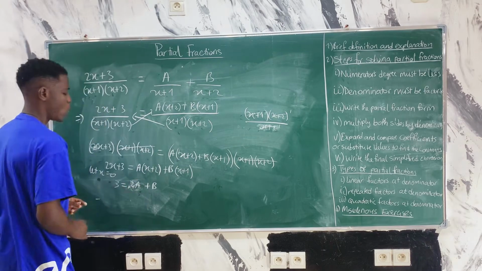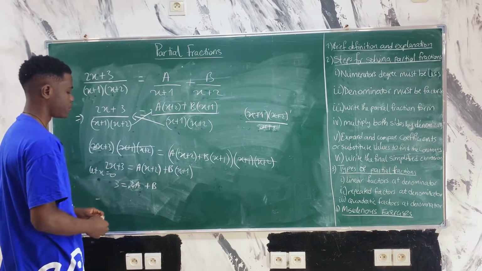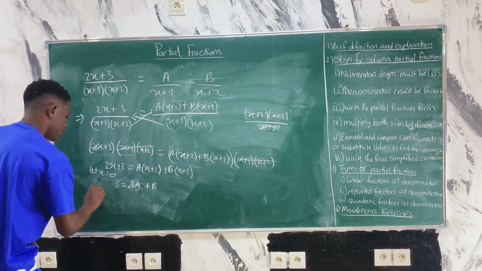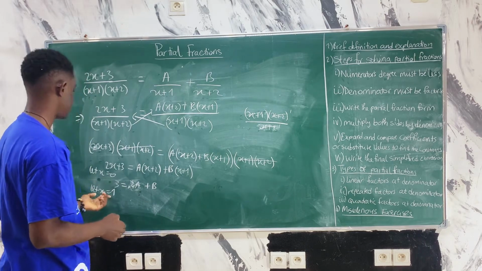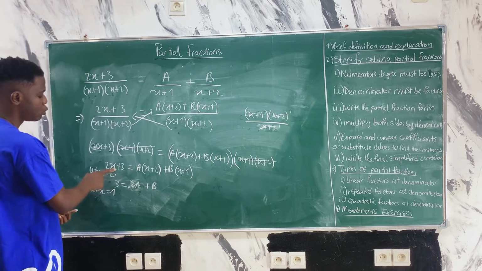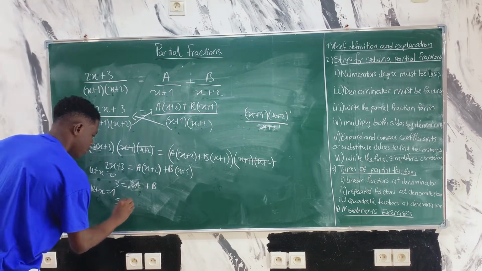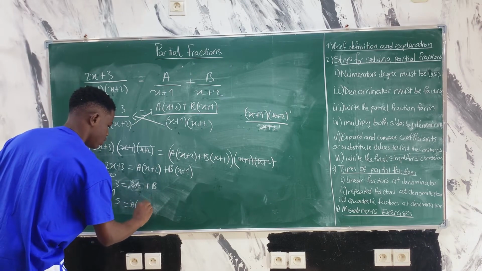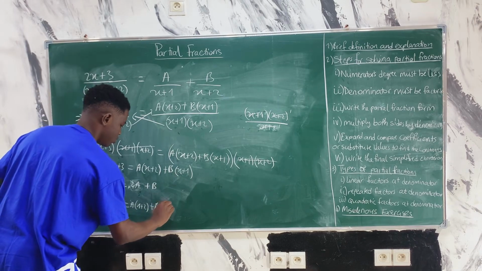Okay. Now I have my first equation, 2a plus b is equal to 3. So this will be my first equation. I can do another: let x be equal to 1. When I let x be equal to 1, I'll put 1 here. 2 times 1 is 2. 2 plus 3 is 5. So I'll have 5 is equal to a into 1 plus 2, plus b into 1 plus 1, which is, well, let me write it.